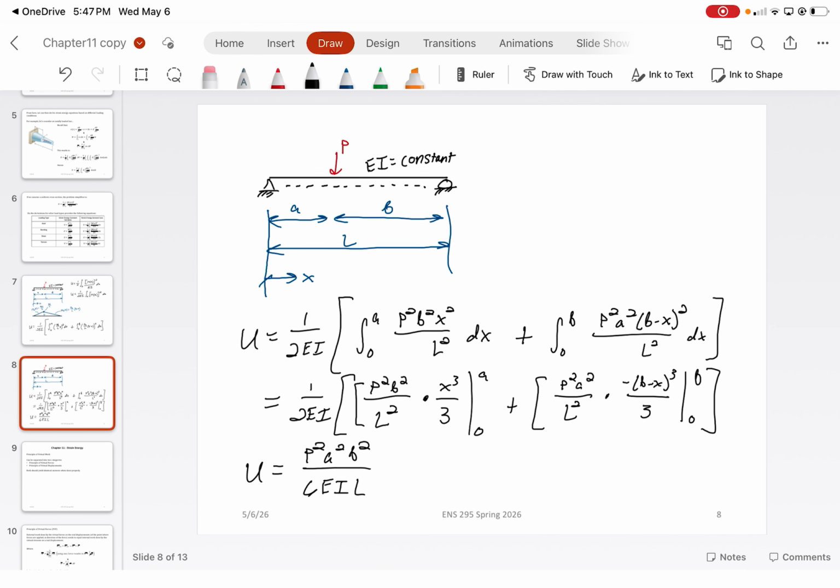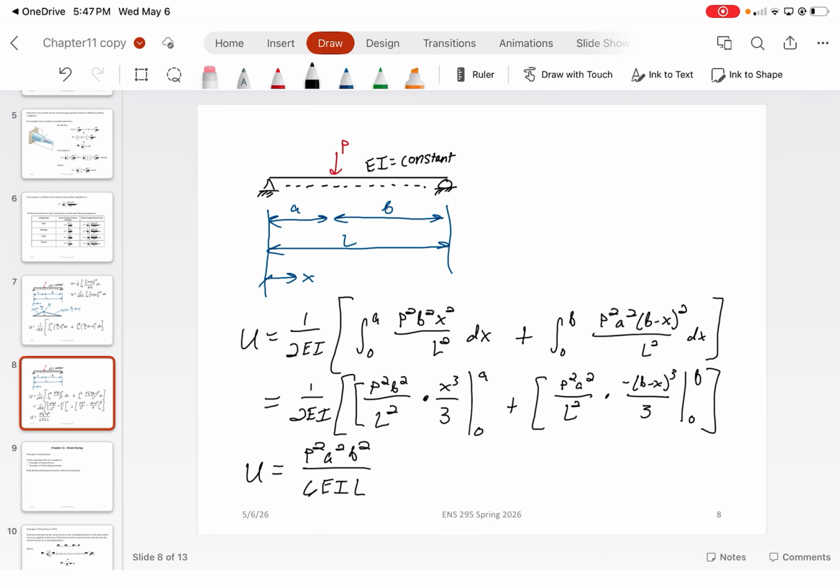Just real quick. Just because I see something, but I just want to make sure that I'm right with it. Yeah, all right. So that's the total strain energy within the system.